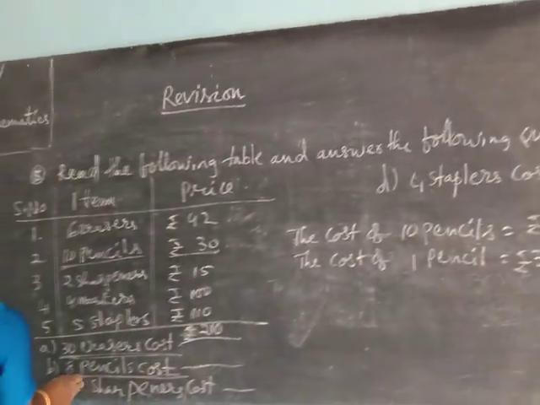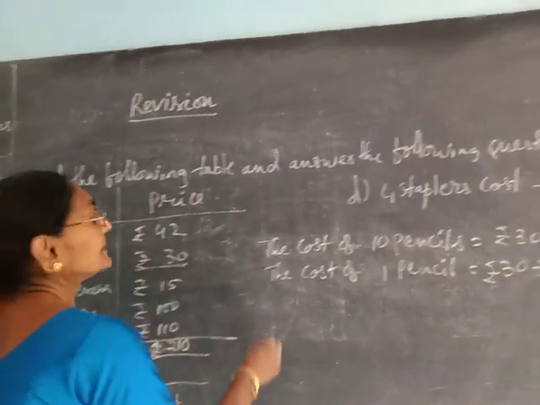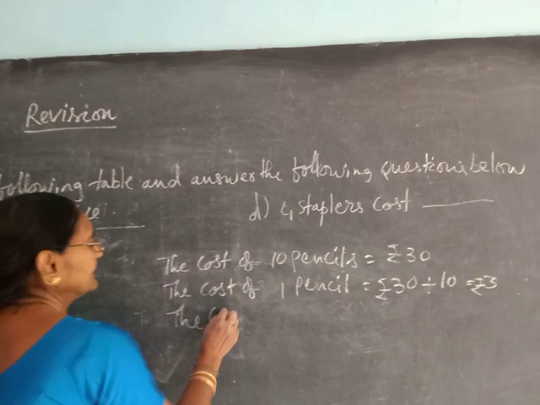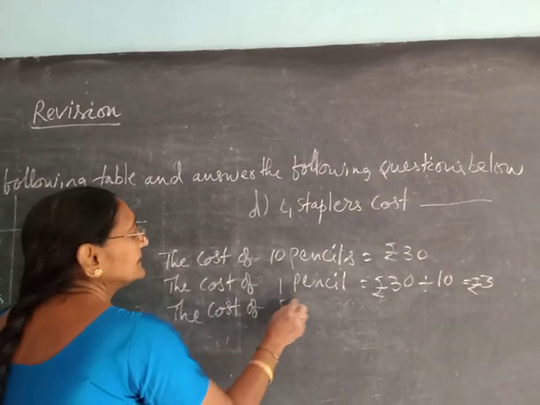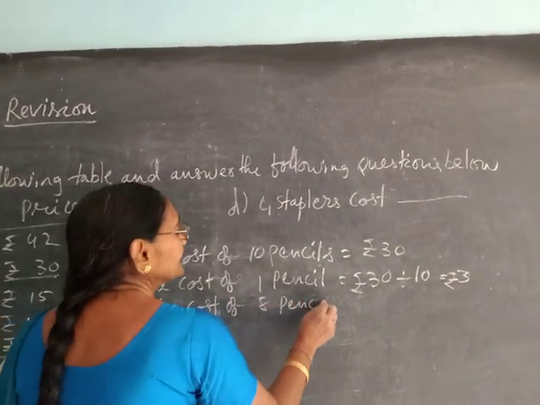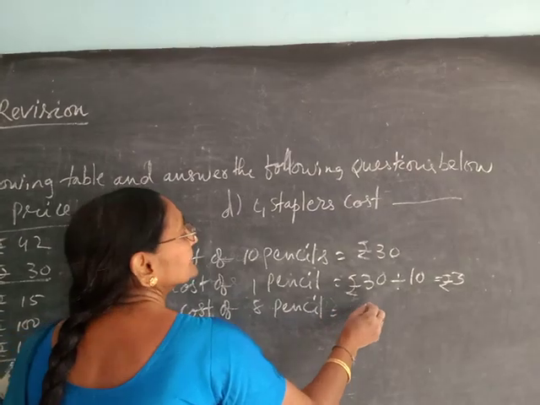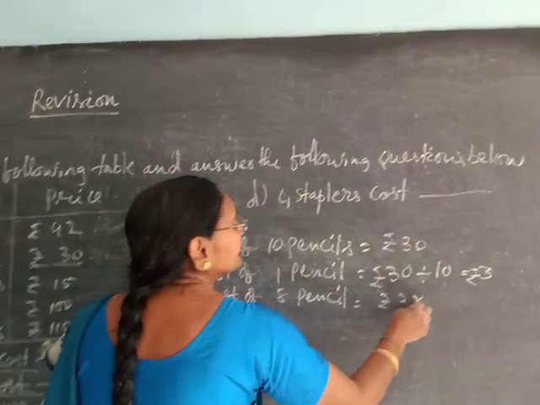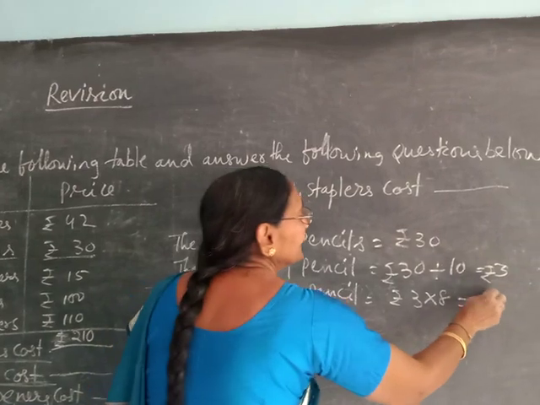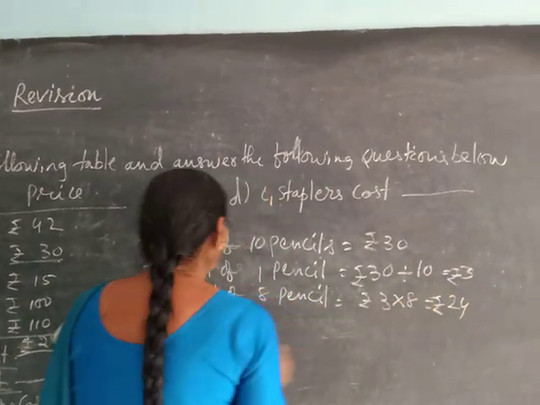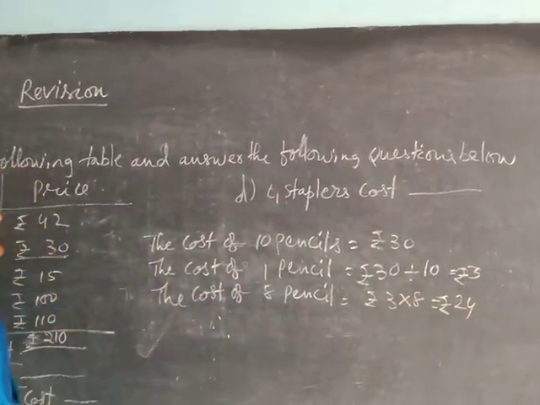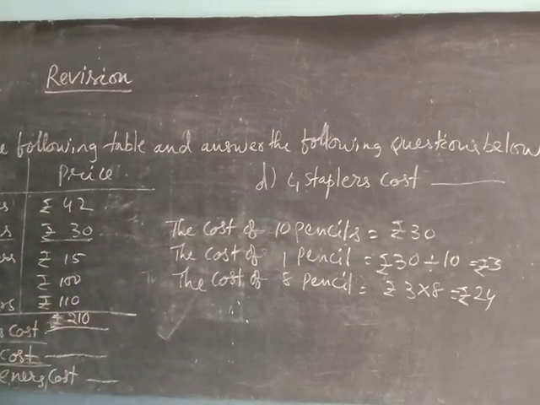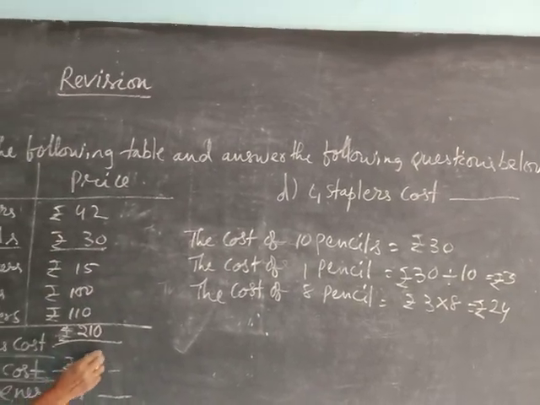How many pencils do you need? 8 pencils. So the cost of 8 pencils equal to how much is there? It is 3 into 8. 3 8s are 24. So therefore, the cost of 8 pencils equal to 24 rupees. Here you write 24 rupees.